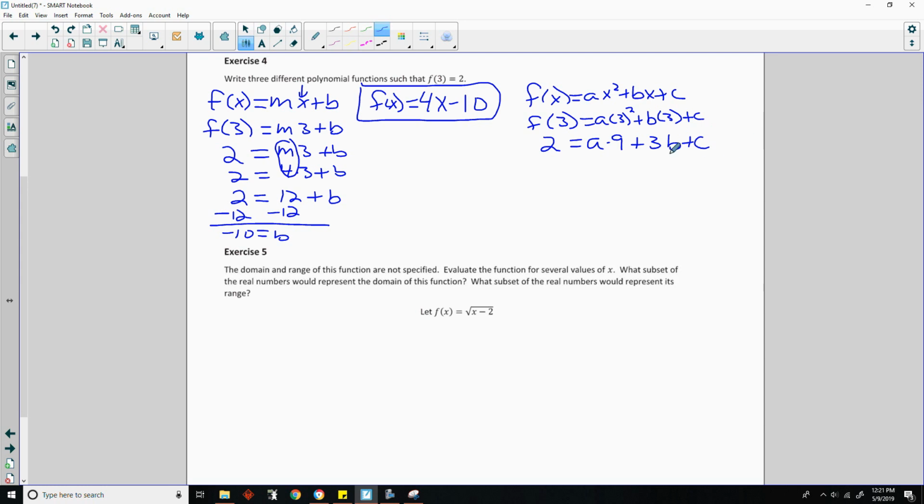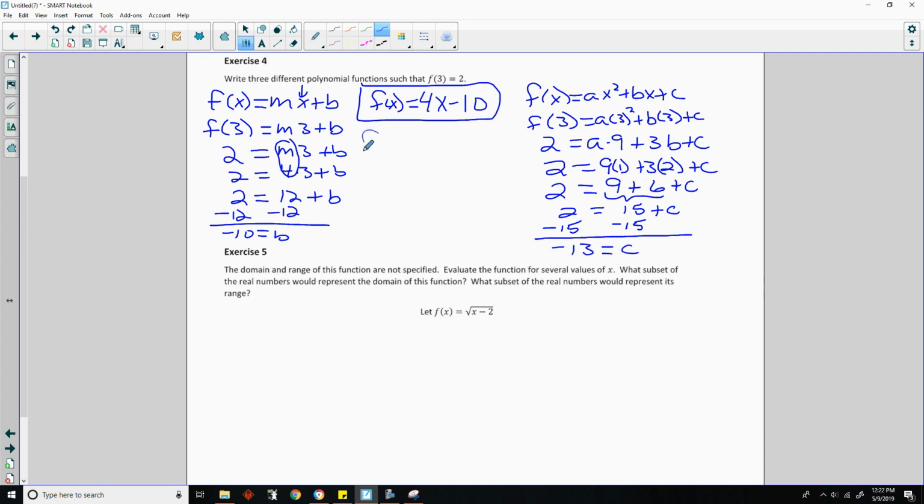Now, let's not make this difficult. Let's just give a value of a. Let's just have our leading coefficient 1, so it just goes away. So that would mean that 2 equals 9 times our 1a plus 3 times, let's choose 2 for b, and then just solve for our c. So I get 2 equals 9 plus 6 plus some constant. When I add my like terms, I get 15 plus c equals 2. To get c, I subtract 15 from both sides, and I get negative 13 equals c.